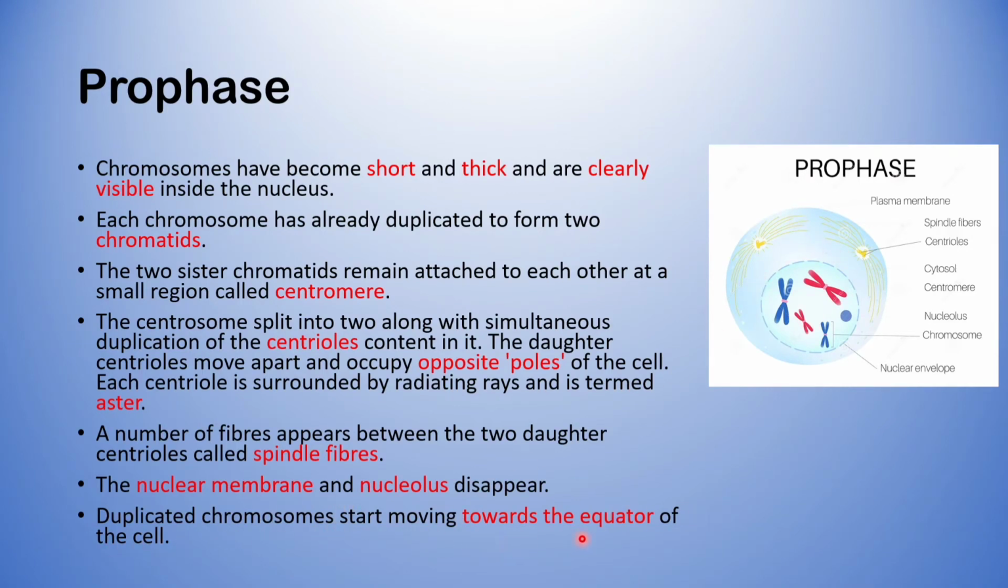We have discussed that the two daughter centrioles have moved to the opposite poles, and the duplicated chromosomes start moving towards the equator. This forms the metaphase stage. We will discuss in this video prophase, metaphase. So now we are going to discuss the stage of metaphase.